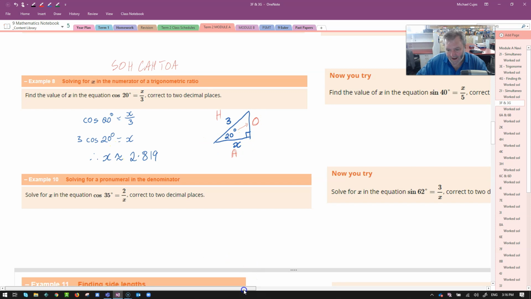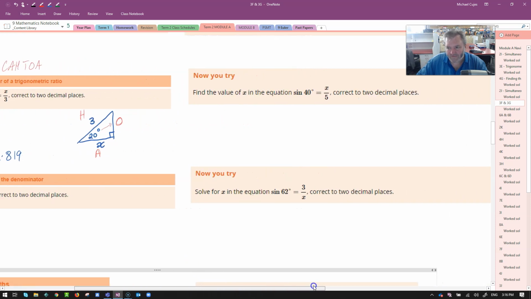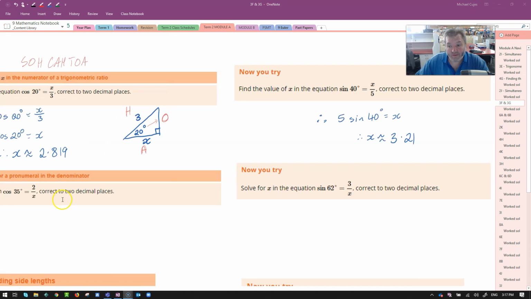There's one for you to try. I'm not going to say anything. Pause the video now, have a go at it, and then check you got your answer right in a second. And I got x is approximately equal to 3.21. I hope you had something similar.